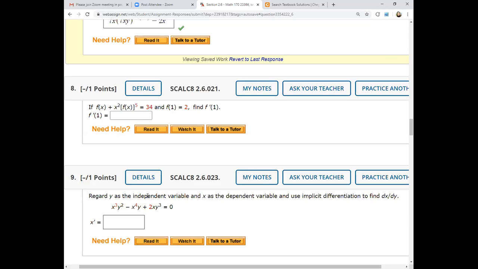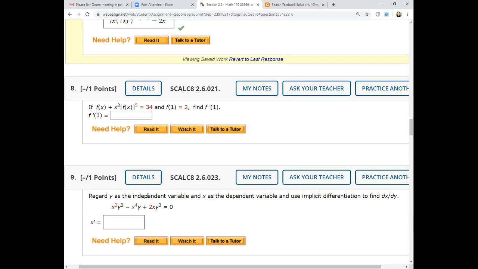So we know what that is. f of x plus x squared times f of x to the fifth is equal to 34. And f of 1 is 2. We want to find f prime at 1.